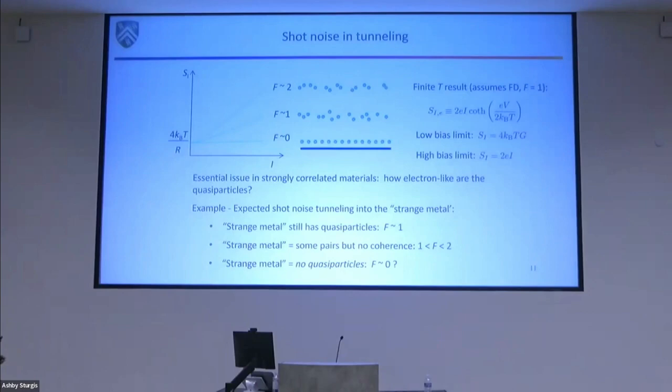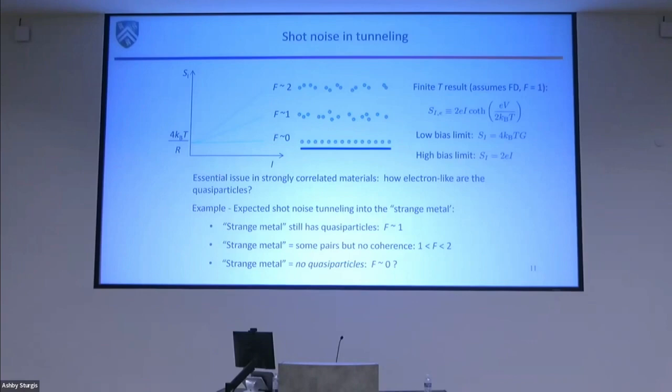In the perfect situation, the noise can be reduced even to zero. At finite temperature, and also at low voltage, it will be smeared out by thermal noise, which gives you the formula here, which is equal to 2eI coth(eV/2k_BT). This means that when the voltage you apply is much larger than k_BT, you go back to this linear range. Otherwise, it gradually goes to the thermal noise formula.